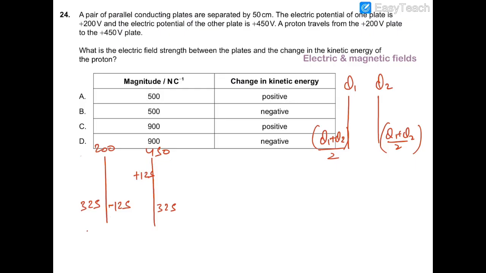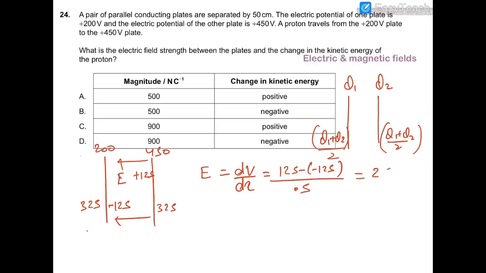So you should always remember the fact that, first of all, the electric field is in this direction. Now the electric field will be dV by dx, and this dV is the potential difference due to the bounded charges. Their potential difference is 125 minus (minus 125), divided by the distance, and the distance between the plates is 50 centimeters, so in meters it would be 0.5.